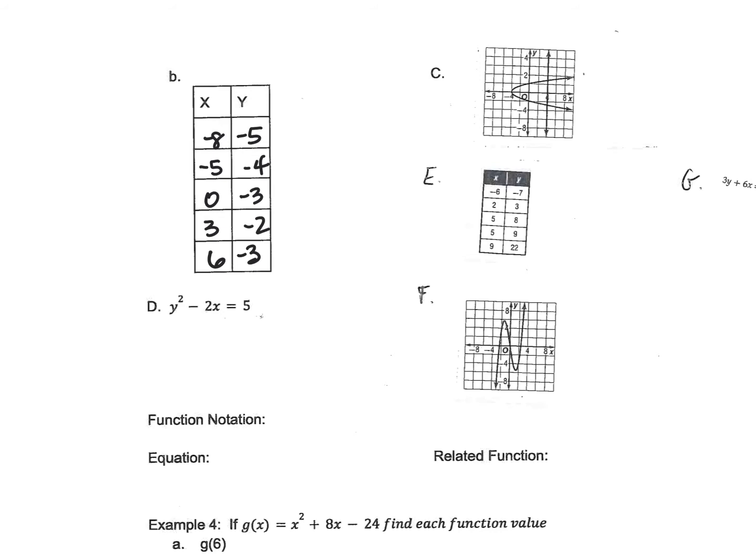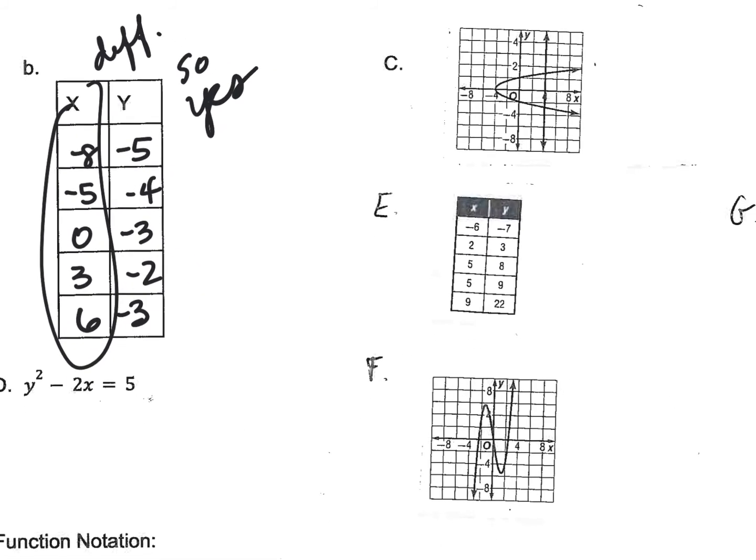Function, not function. Function. Okay. What is the only thing we need to look at? The x. Are all the x's unique? Yes. So it's a yes. These are all different. Okay, look at C. No. No? Why? Because it passes the same points twice. Yep. Fails the vertical line test, so no.